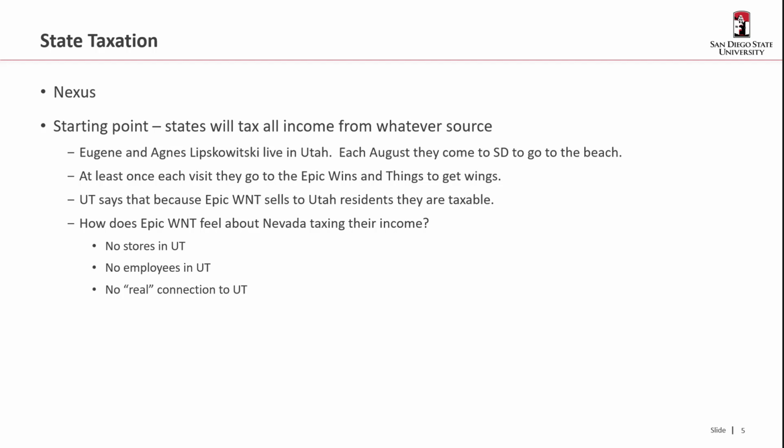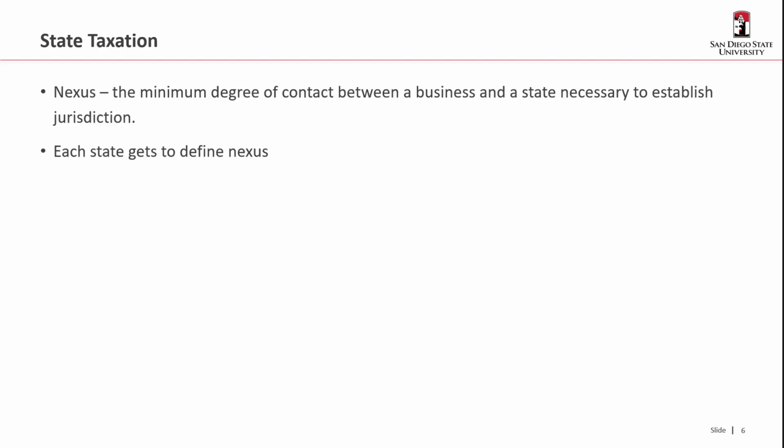So how would Epic Wings and Things feel about Nevada not taxing their income? Nevada doesn't even have a tax. So Utah taxing their income, when Epic Wings and Things doesn't have a single store in Utah, doesn't have a single employee in Utah, and frankly has no real connection in any way, shape, or form to Utah. So you can see that Epic Wings and Things wouldn't feel too good about that.